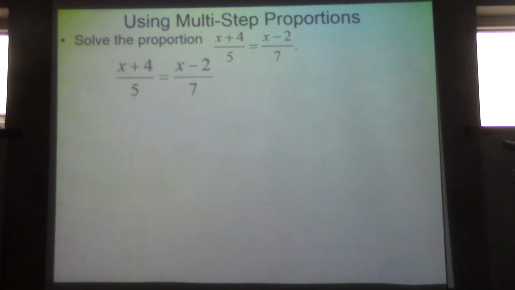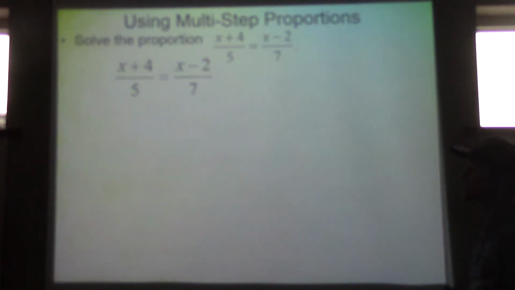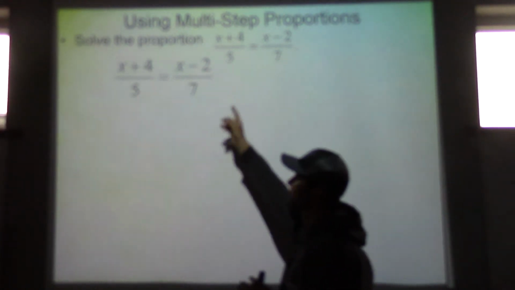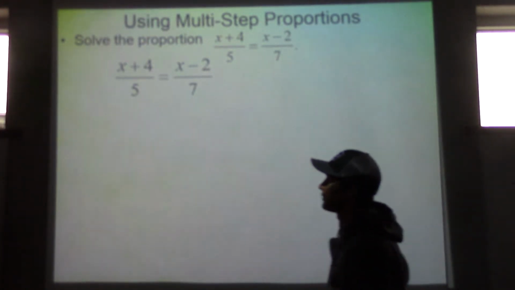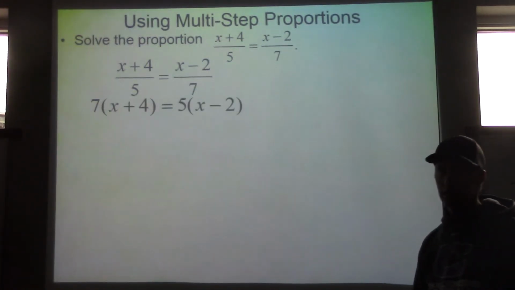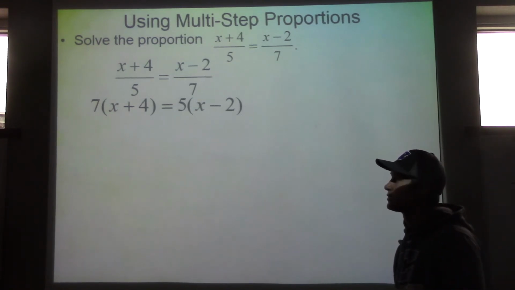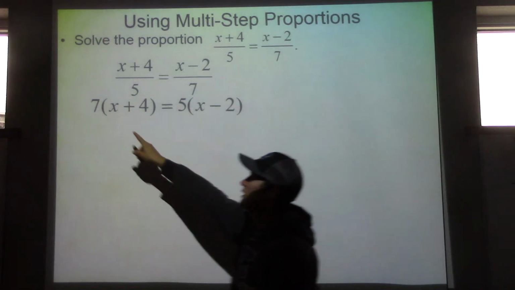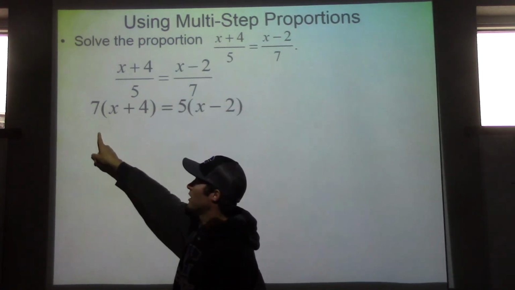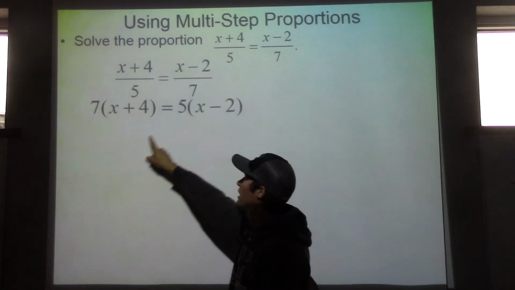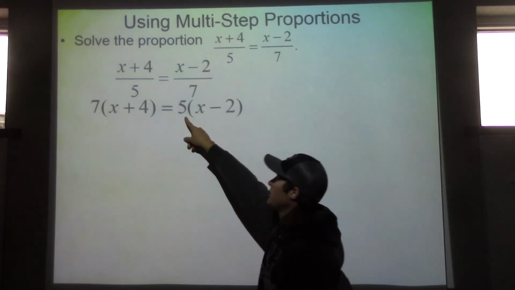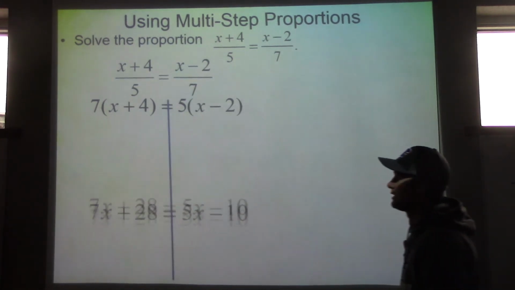We come down here. So we have this one. Now this one's a little bit higher, a little bit harder. We're still going to solve the same way. We have two ratios equal to one another, so we cross multiply. So 7 times x plus 4 is equal to 5 times x minus 2. So now we distribute. 7 times x is 7x. 7 times 4 is 28. 5 times x is 5x. 5 times 2 is -10.